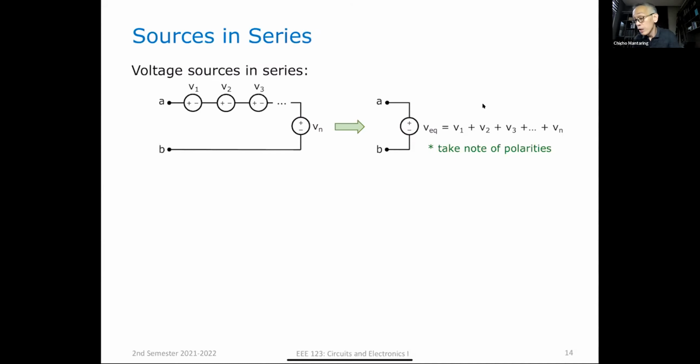Now note, you have to take note of the polarity. For example, what if this is A and B, and I have here V1, and then I have minus plus V2. What is VAB? VAB will be V1 minus V2 because of the polarity. That will be my V equivalent. That is the single voltage source across AB that the sources in series will look like.